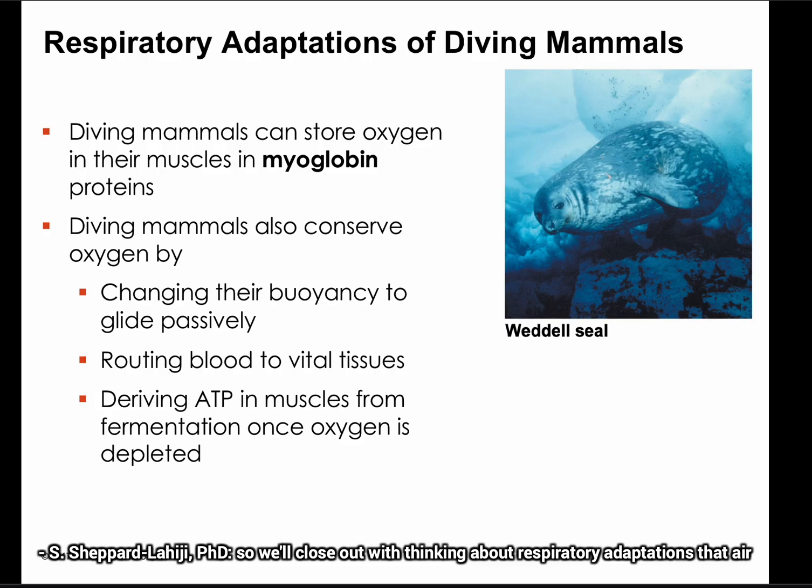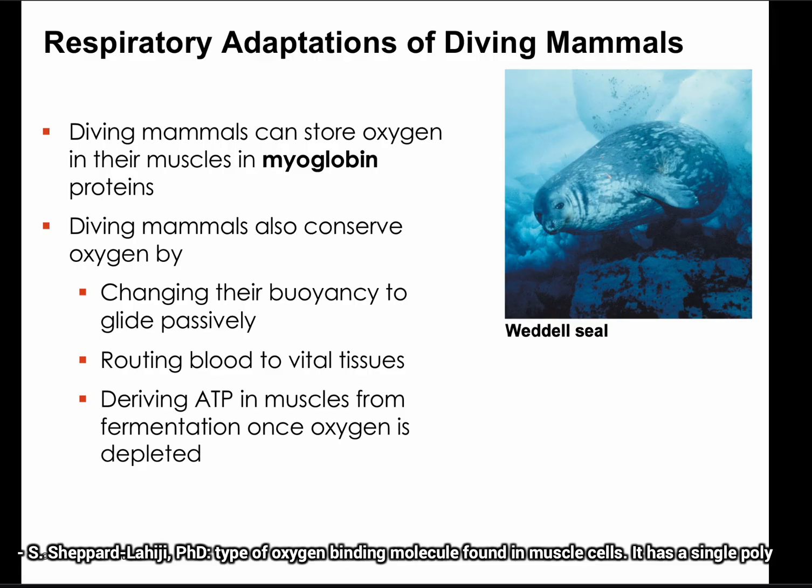So we'll close out with thinking about respiratory adaptations that are seen within diving mammals. And this is really just to introduce the idea of myoglobin. And diving mammals, as well as us, have the ability to store oxygen within myoglobin proteins. And myoglobin proteins are essentially a type of oxygen binding molecule found in muscle cells. It has a single polypeptide chain with an iron atom that can bind to an oxygen molecule.